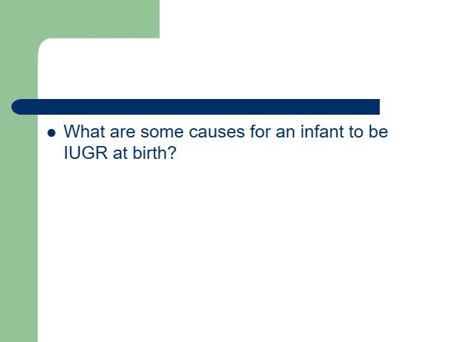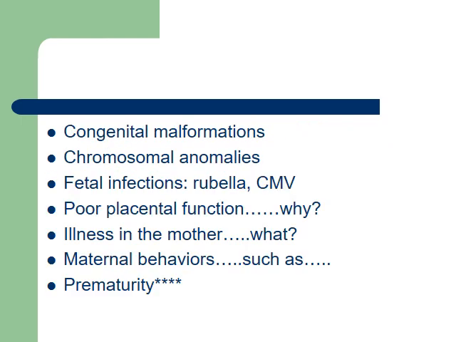What are some of the causes for an infant to be IUGR at birth? I mentioned hypertension and smoking. Can you think of other ones? Here are some. Congenital malformations can cause that. Chromosomal abnormalities or anomalies. Fetal infections such as rubella and cytomegalovirus. Poor placental function, which we mentioned with the hypertension, and illness in the mom. What illnesses in the mom can cause that? Think of chronic hypertension, right? Maternal behaviors, that's where the smoking comes in. Also, drug use.